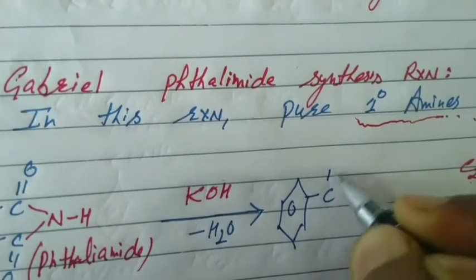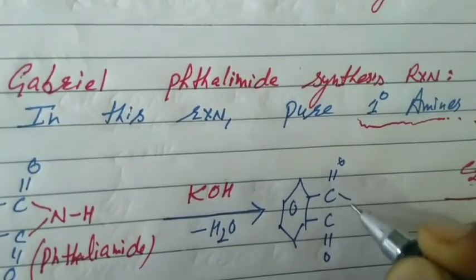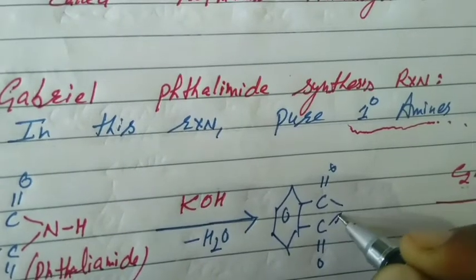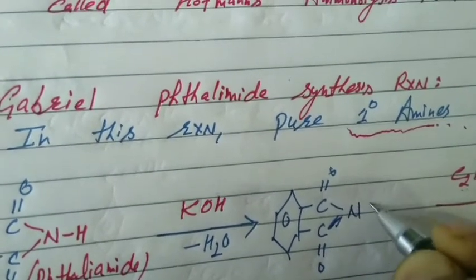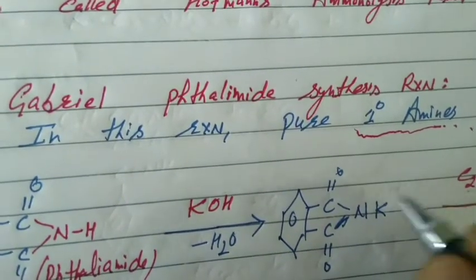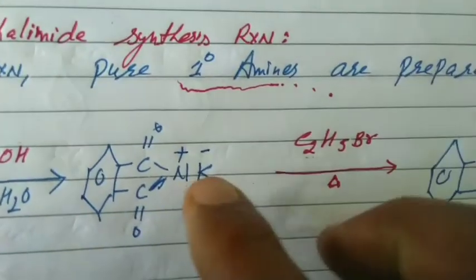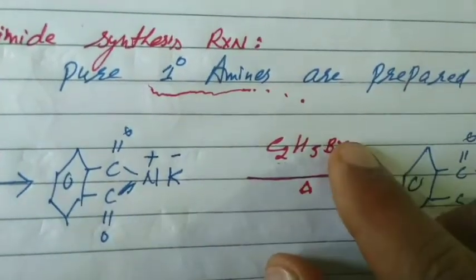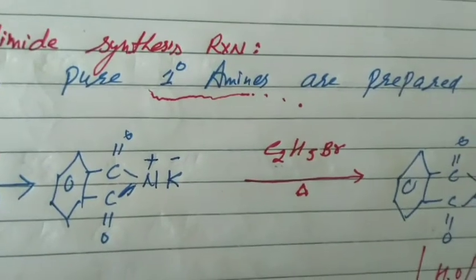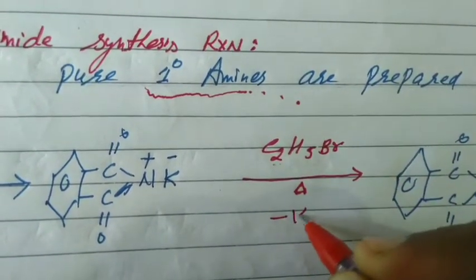C6H4(CO)2NK. It is phthalimide. HOH, water eliminates. There is a huge electronegativity difference. It is an ionic compound, the potassium salt of phthalimide. Friends, then the potassium salt of phthalimide is treated with haloalkane. Now it's clear. Metal will strike the non-metal. KBr eliminates as byproduct now.